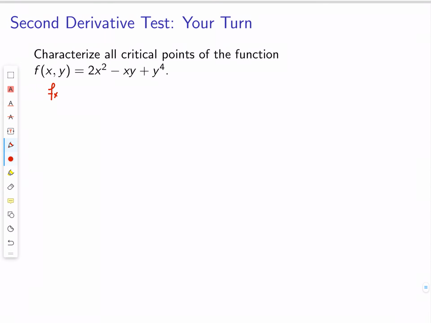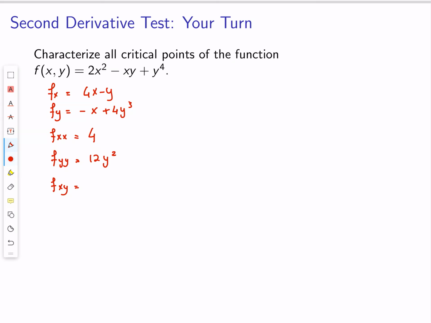So again, our first derivative with respect to x was 4x minus y from the previous page, and f sub y was minus x plus 4y cubed. Okay, so now we have enough information to find all of the second partial derivatives. So f sub xx, that's the derivative of 4x minus y, which is equal to 4. And then f sub yy, the derivative of f sub y with respect to y, that's going to be 12y squared.